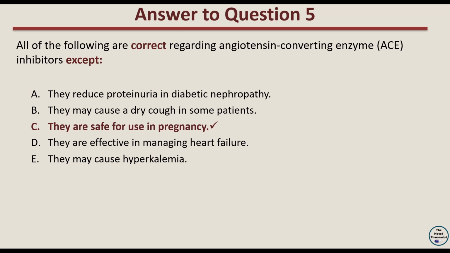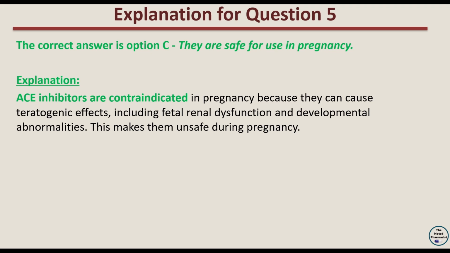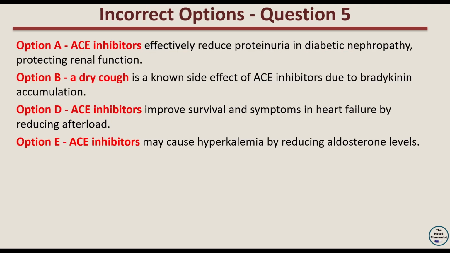The correct answer is option C. They are safe for use in pregnancy. The explanation is as follows: ACE inhibitors are contraindicated in pregnancy because they can cause teratogenic effects, including fetal renal dysfunction and developmental abnormalities. This makes them unsafe during pregnancy. Here is the explanation for incorrect options.